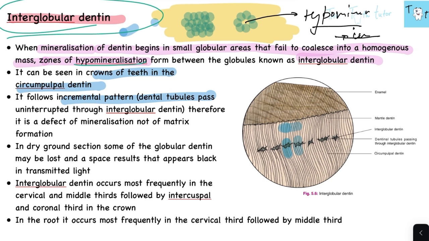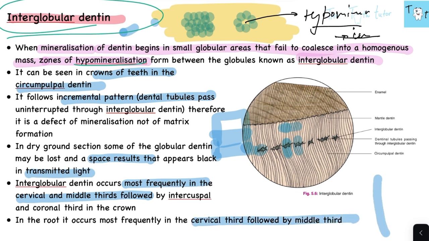In dry ground sections some of the globular dentin may be lost and a space results, so this becomes emptied, and it appears black in transmitted light. The interglobular dentin occurs most frequently in the cervical and the middle thirds. So in your tooth it will happen most frequently over here in the cervical end and the middle end, and in the coronal end in the crown. Now, in the root dentin, it occurs most frequently in the cervical third, followed by the middle third. So also in the root, it will happen most frequently over here and over here.